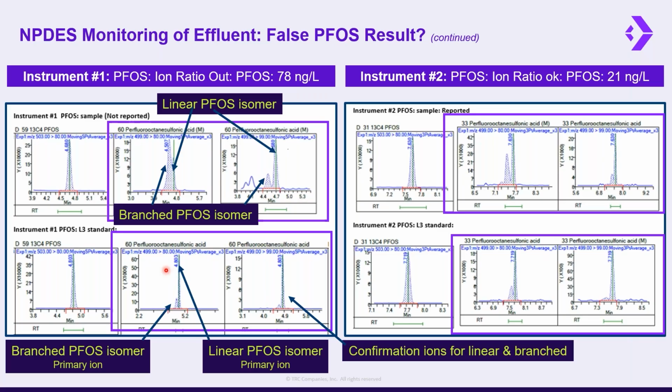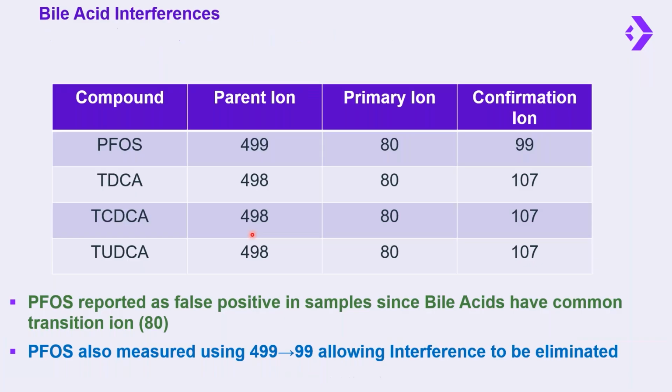And when we see ion ratio and chromatographic anomalies of this nature, it can mean that an interfering compound like the bile acid TDCA that we just looked at could be present. As a reminder, TDCA and these other bile acids here are frequently observed in tissue matrices, but they can also occur in any sample impacted by biological activity, which could be a sample that's gone through a wastewater treatment plant, like the one in this example.